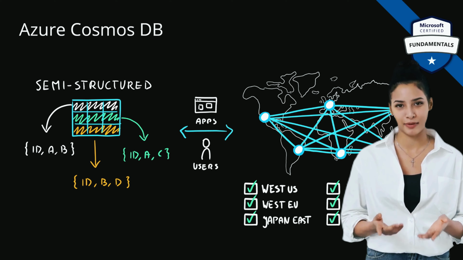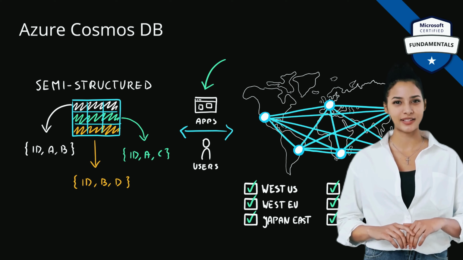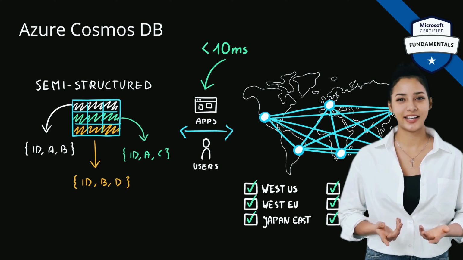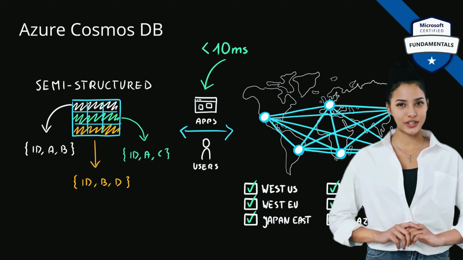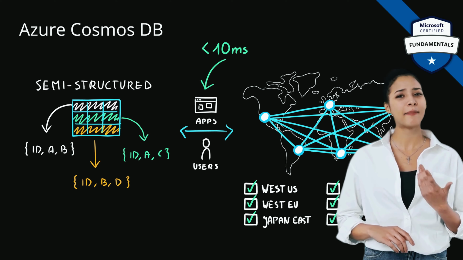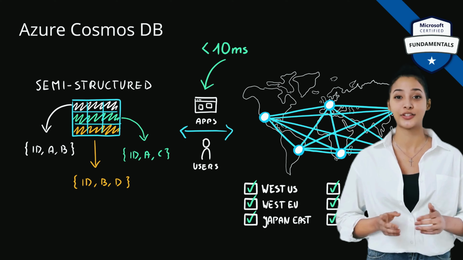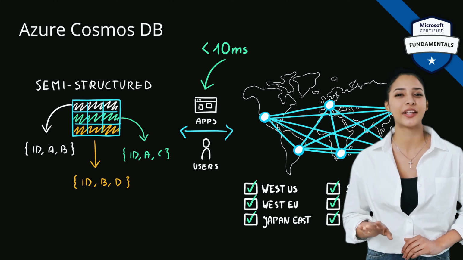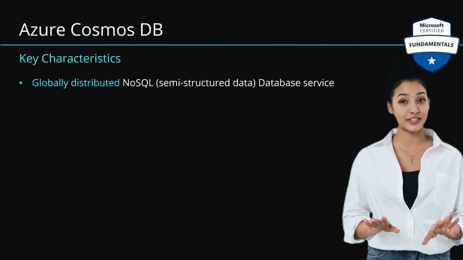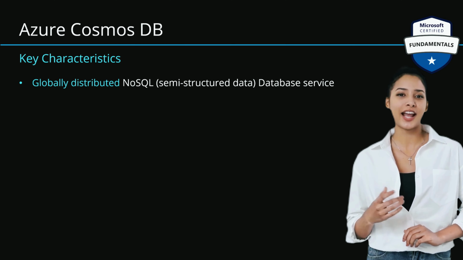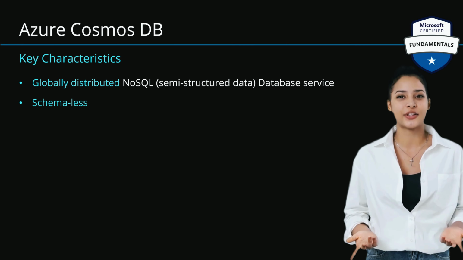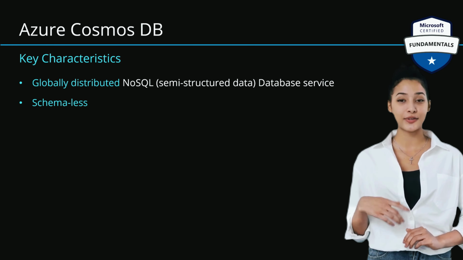Besides its geo-replication capabilities, this is also a low-latency database. That means if you're operating on small objects, it'll return responses under 10 milliseconds. If you're building real-time applications, this might be the best choice for you of all of the services available in Azure. To summarize, Azure Cosmos DB is a globally distributed NoSQL database service in Azure, allowing you to store your semi-structured data sets, because semi-structured data sets do not require a schema.